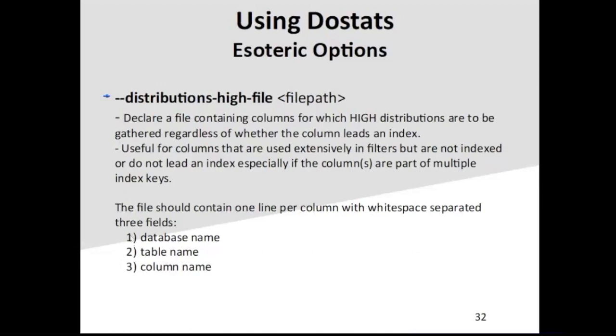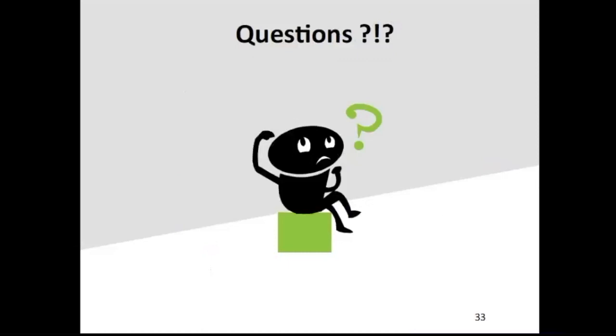Okay. So the file contains 3 columns: the database name, the table name, and the column name, white space separated. One column per line. And they don't have to be in any particular order. Dostats sorts all that out for you. Just throw in the columns. If you have a new column to add, you don't have to find the right place to put it. Just throw it at the end of the file, and Dostats will take care of that for you. Okay. Any questions before we move on to the next part of this?